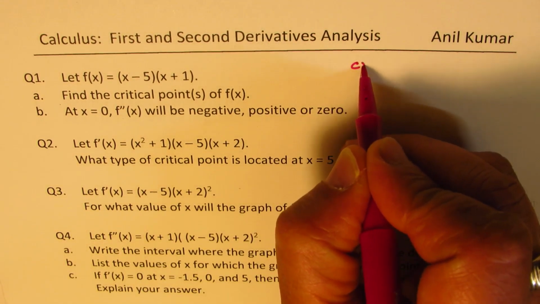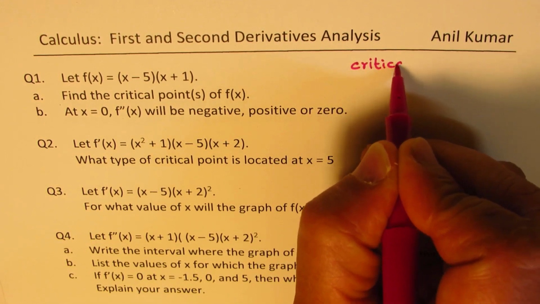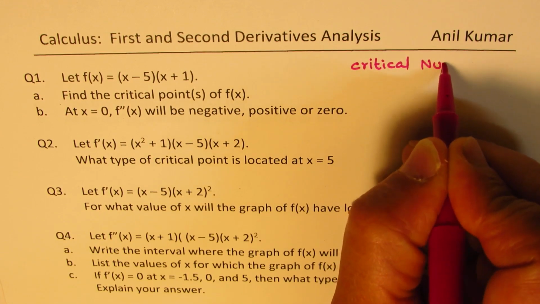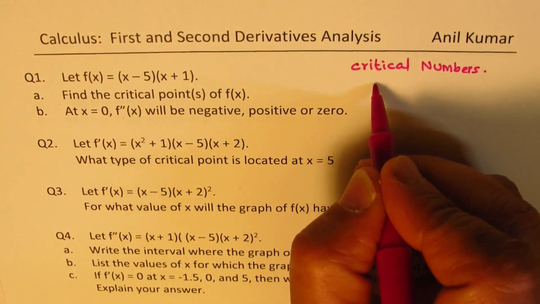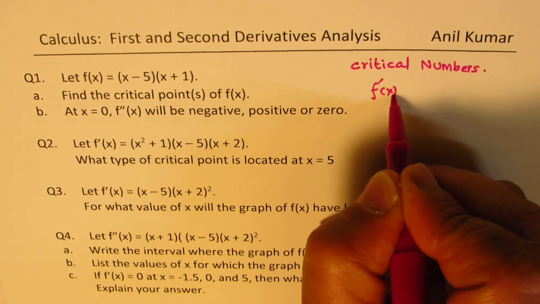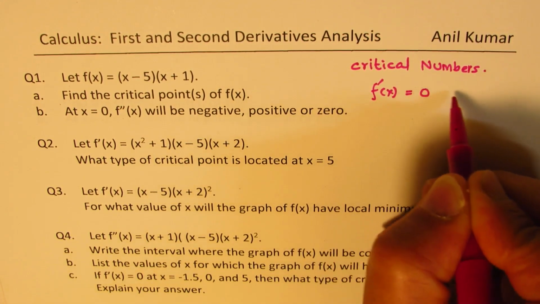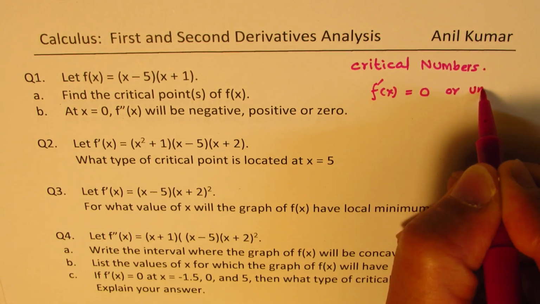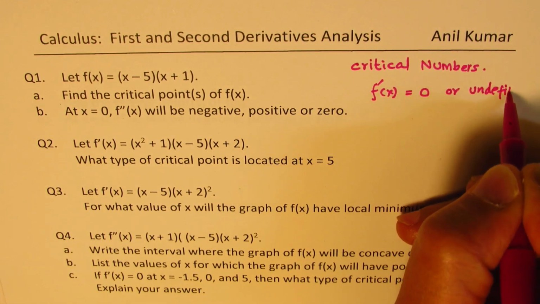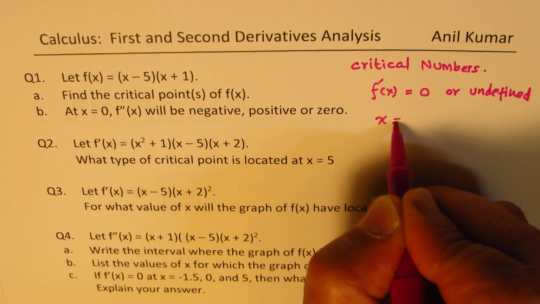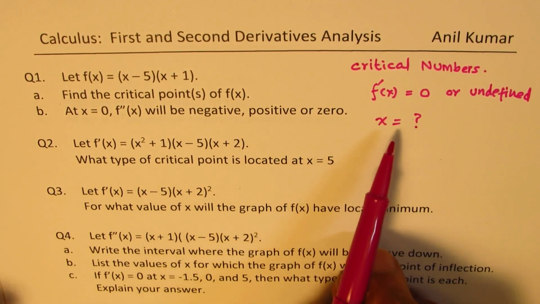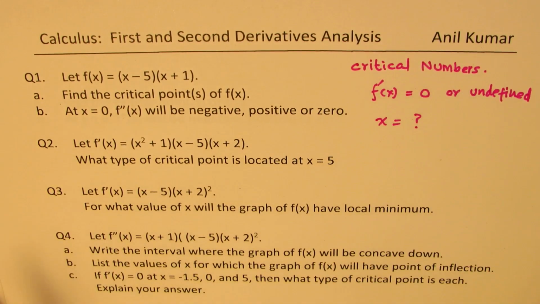Normally, we refer to critical numbers only. That means we are looking for the derivative of the function to be 0 or undefined, and we want to find the value of x. So that value of x is the critical number.